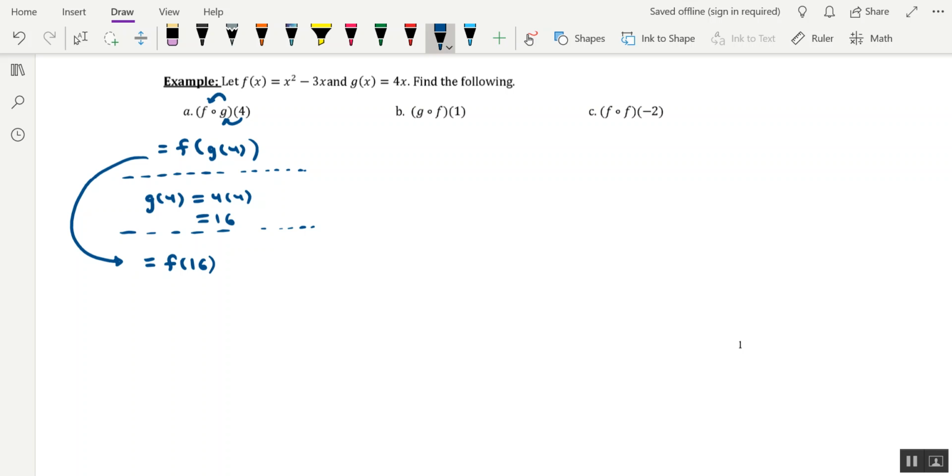And so what we'll have to do is take 16 and plug it into all the x's of f of x. So we're going to get 16 quantity squared minus 3 times 16, and 16 squared is 256, and then 3 times 16 is 48, and 256 minus 48 is 208. And that would be our answer to this problem.